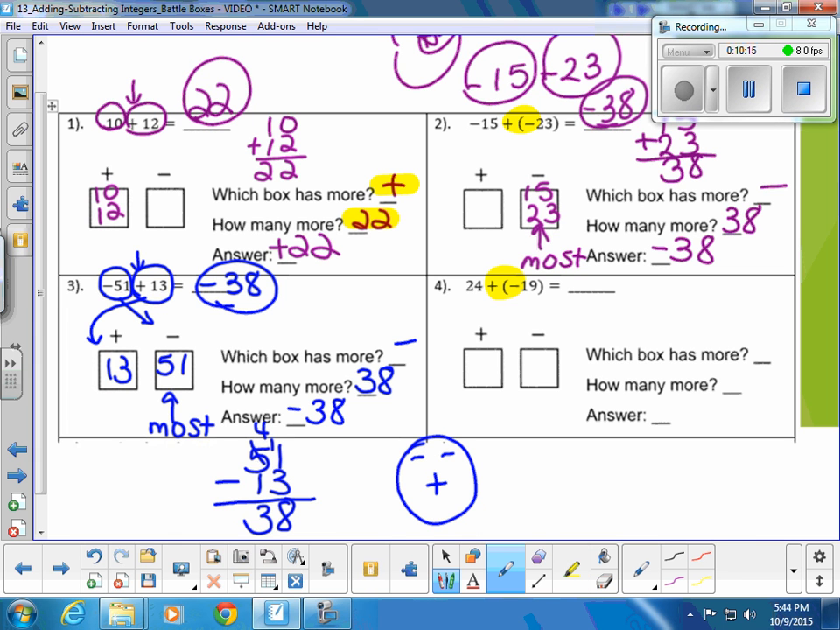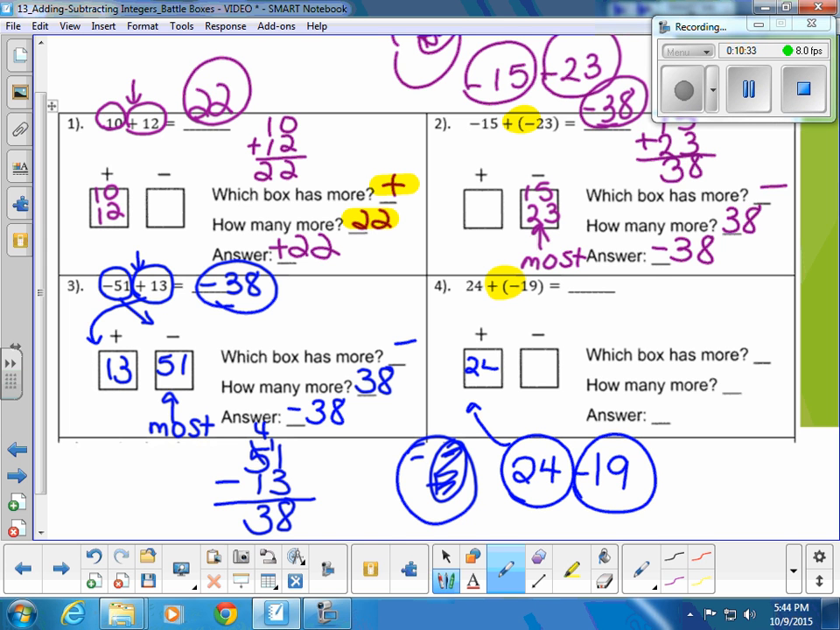So we have a positive and a negative. Get rid of those. What's left is a negative. I'm going to rewrite it down here, but you guys can write it up above. Positive 24 minus 19. Now I'm going to circle my integers. I have a positive 24 and a negative 19, so positive 24 goes here in the positive box. Negative 19 goes in the negative box.